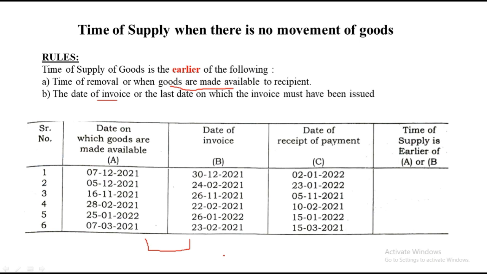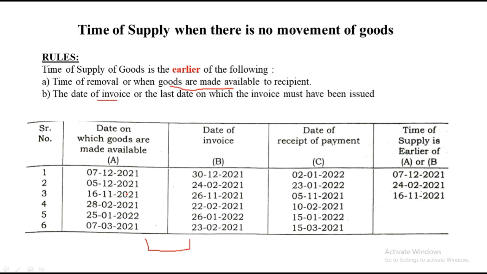This chapter doesn't have any solving part, you just have to identify the date. So 7 December and 30th December, whichever is earlier is your time of supply. So in the first example, 7 December is your time of supply. In the second, again, we only have to compare the first and the second column. 5th December and 24th Feb. Feb comes way earlier than December, so my answer will be 24th Feb 21. 16 November and 26 November. 16 is the earlier date, so 16 November is the time of supply.